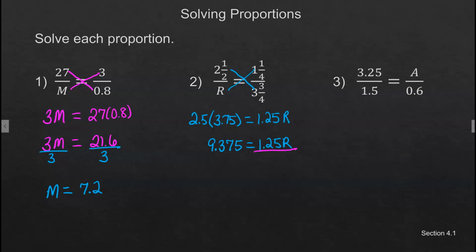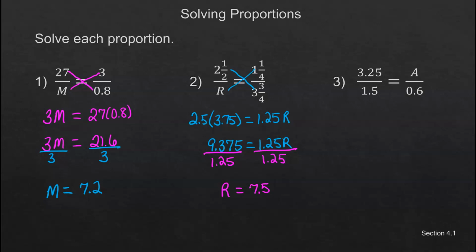We always divide by whatever number's with our variable. In this case it's 1.25. So the number with the r, that's what we divide by. And we find that r equals 7.5. Now you might notice that I turned this around and wrote the r on the left.